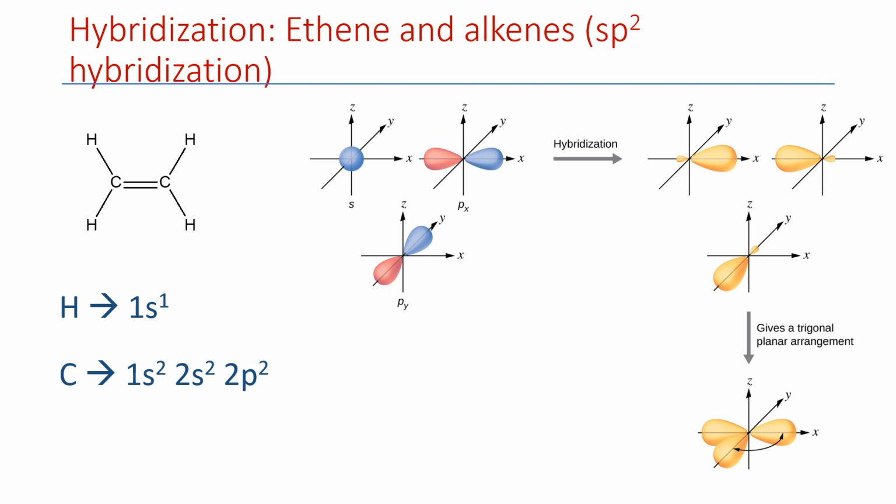The sp2 hybridized orbitals will give a different arrangement in space. It will give a trigonal planar arrangement. This is why alkenes are planar, while alkanes are non-planar. So now we're going to have a trigonal planar arrangement of the orbitals in comparison to the sp3 orbitals.